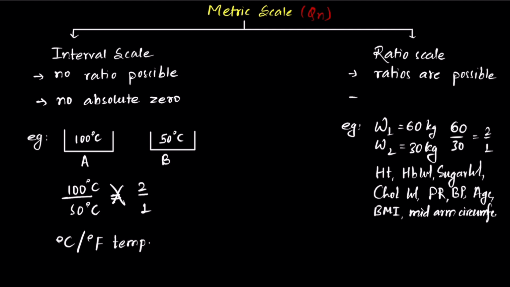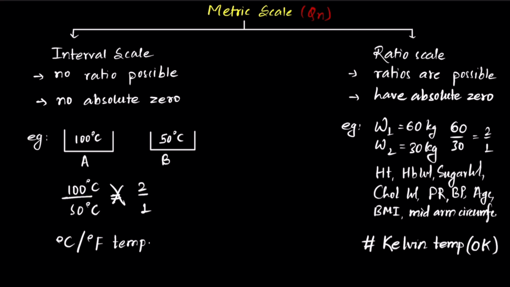However, in ratio scale, the quantitative data does have an absolute zero. So absolute zero is present. For example, you have 0 kg, and then below 0 kg you have nothing. That is why you would include Kelvin temperature here, because Kelvin temperature also has absolute zero. There is nothing below 0 Kelvin.